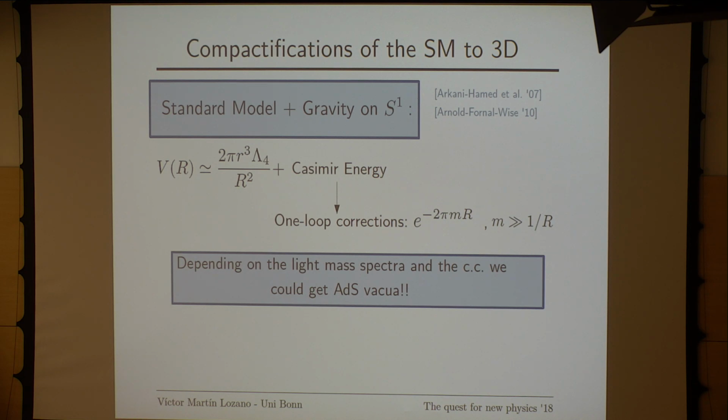So let's take the standard model and gravity, and let's compactify one of the dimensions on a circle. The potential that we have, in terms of the radius of the circle, will have different components. The first one is the one due to the cosmological constant, and then we have the Casimir energy. There are one-loop corrections, and all the particles in the standard model will contribute to this Casimir energy. These one-loop corrections are proportional to a negative exponential, and we see that for high masses, the contribution is really low. So we are going to play with the light mass spectra and the cosmological constant to see how we can get these AdS vacua.